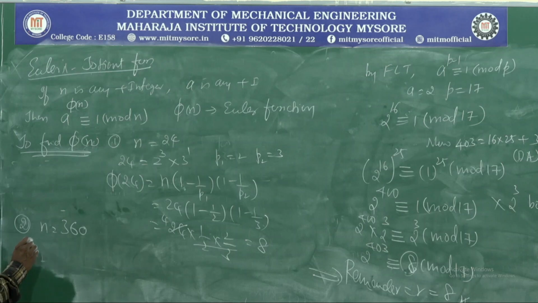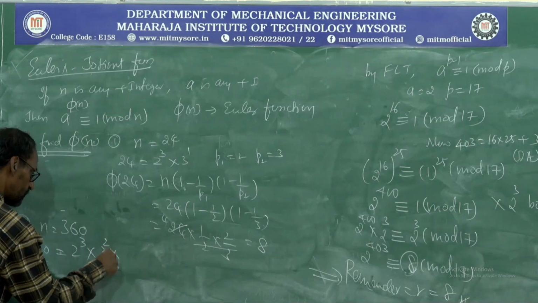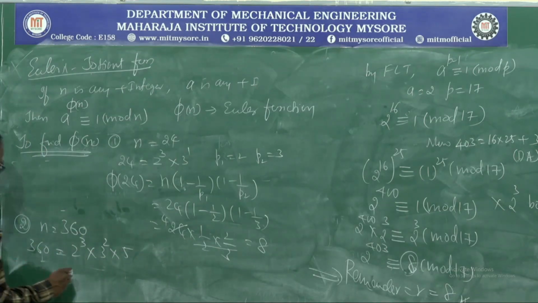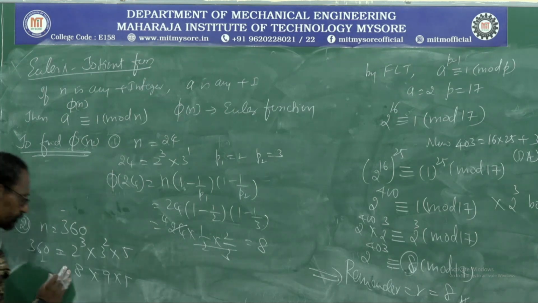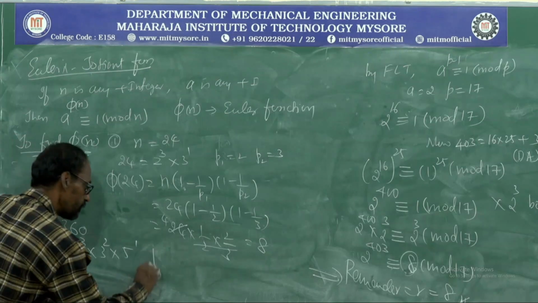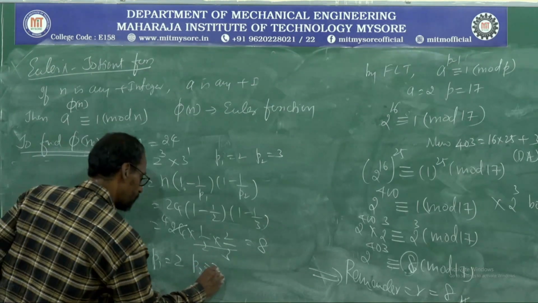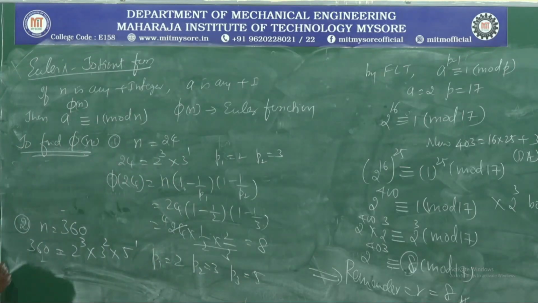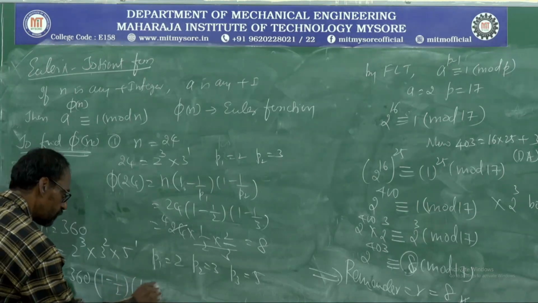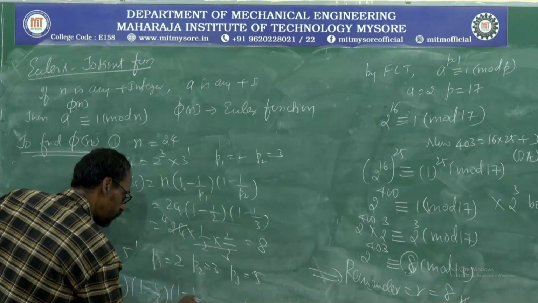We can write 360 as 2 raised to 3, 3 raised to 2 into 5. Cross check: 2 raised to 3 is 8, 9 into 5. Let's see, 8 into 9 into 5 is 360. Exactly correct. So what are the primes? p1 equal to 2, p2 equal to 3 and p3 equal to 5. Therefore, phi of 360 is 360 times (1 minus 1/2) into (1 minus 1/3) into (1 minus 1/5).